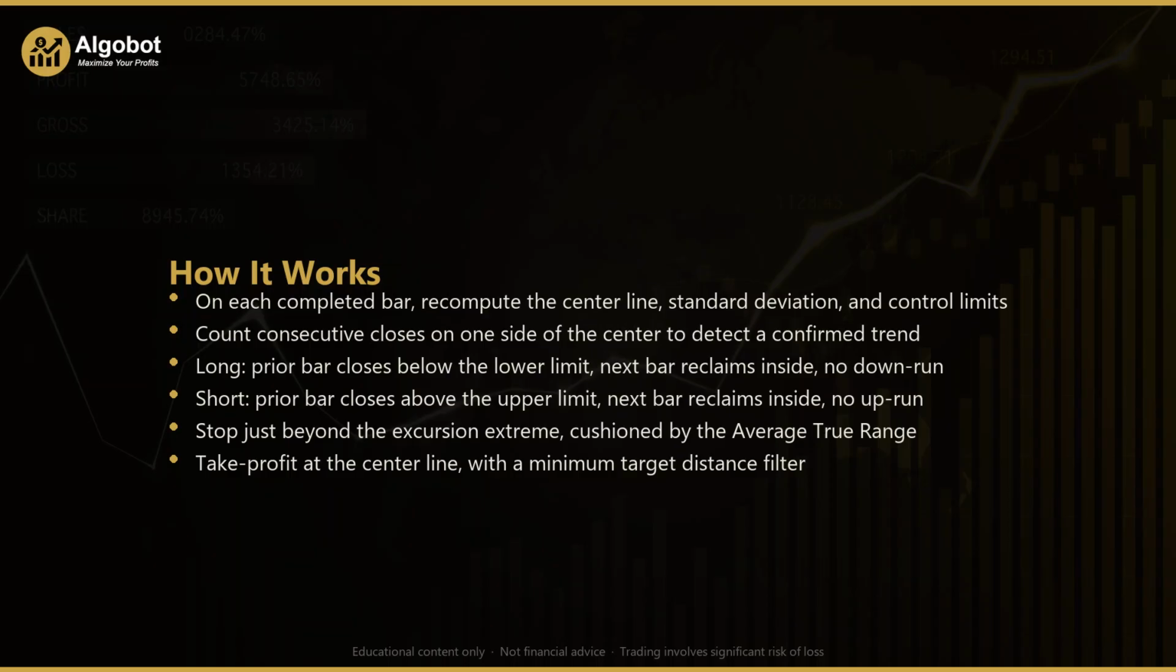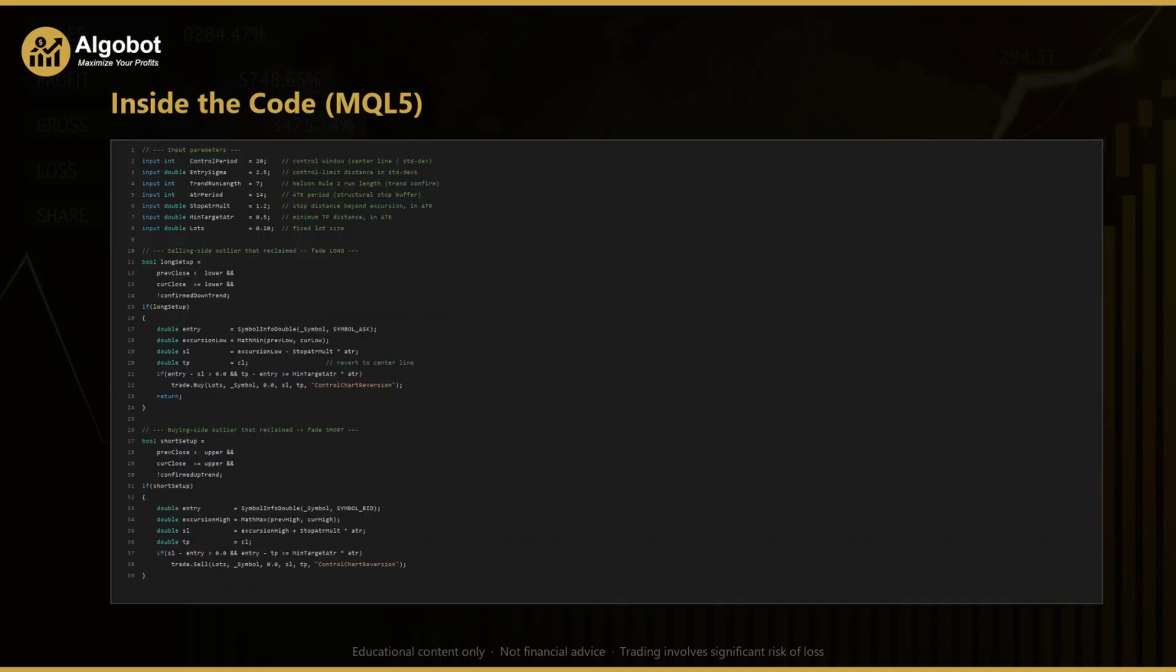Two more filters keep entries clean. The strategy requires the calculated risk to be positive, and it requires the distance to the target to be at least a minimum multiple of the average true range, so it skips trades where the center line is too close to be worthwhile. Only one position is held at a time, and the stop and target manage the exit from there. Let's look at the actual MetaTrader 5 code driving all of this.